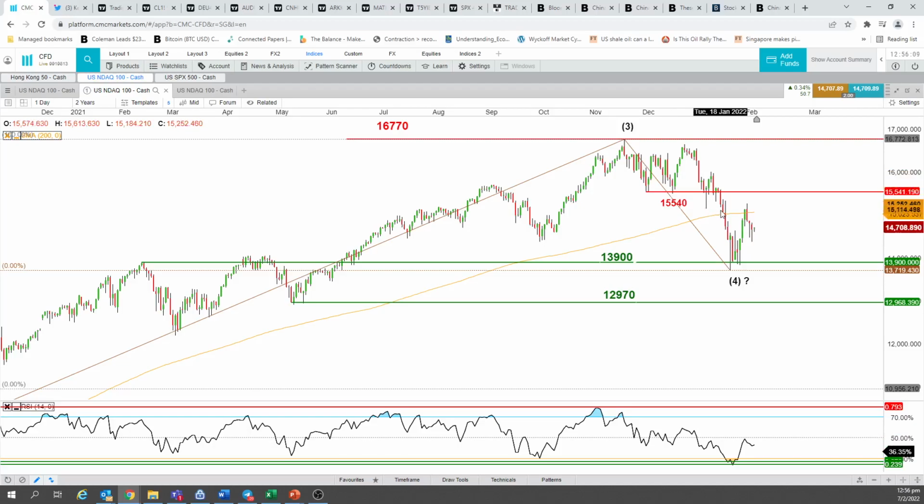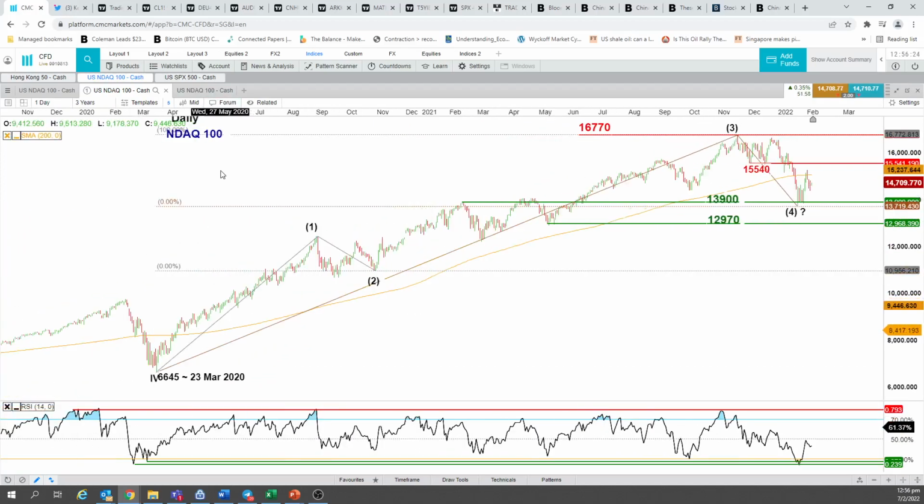So definitely this is a key psychological level that the bulls must break above or reintegrate above to increase the probability of a recovery from here. So we are taking things one step at a time. So this is the daily chart.